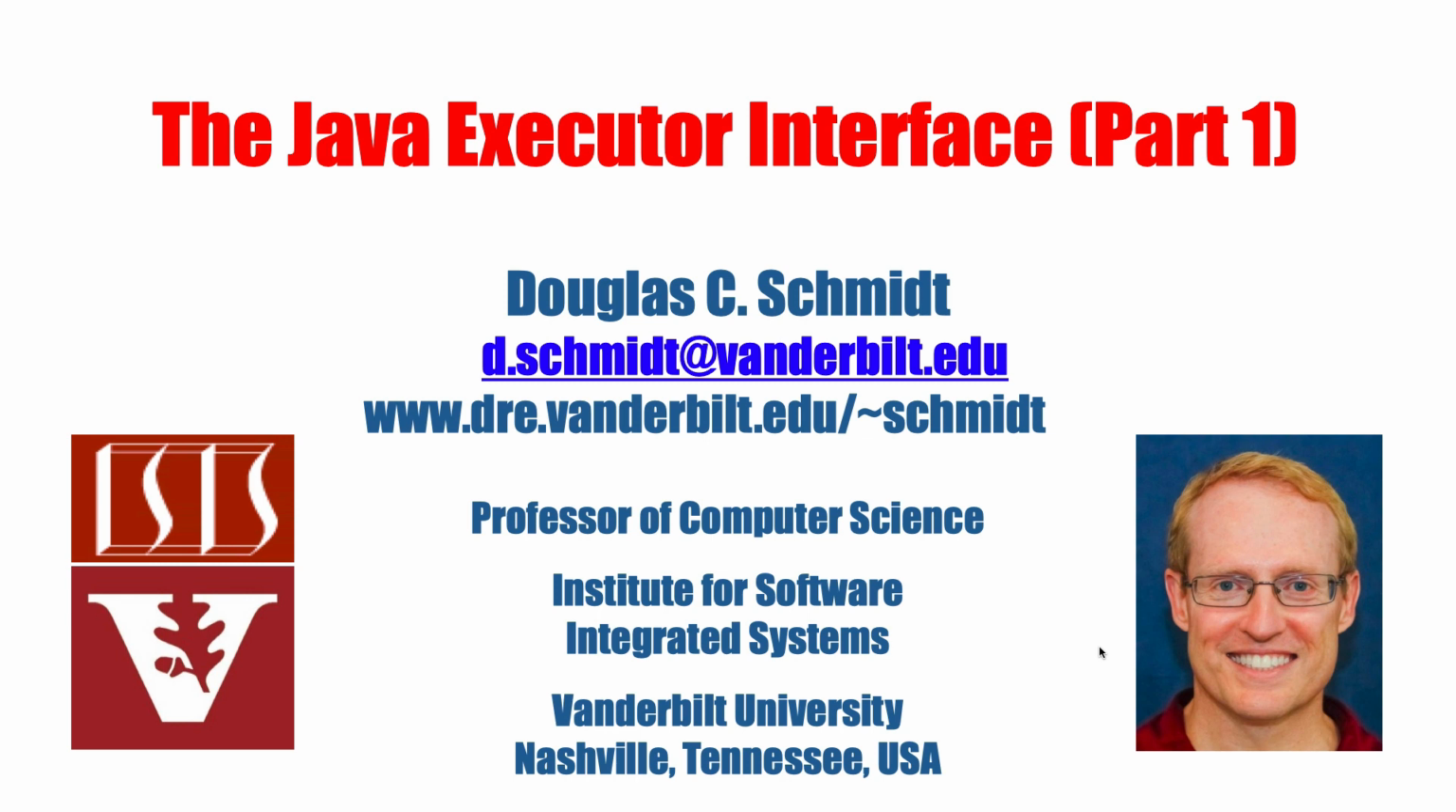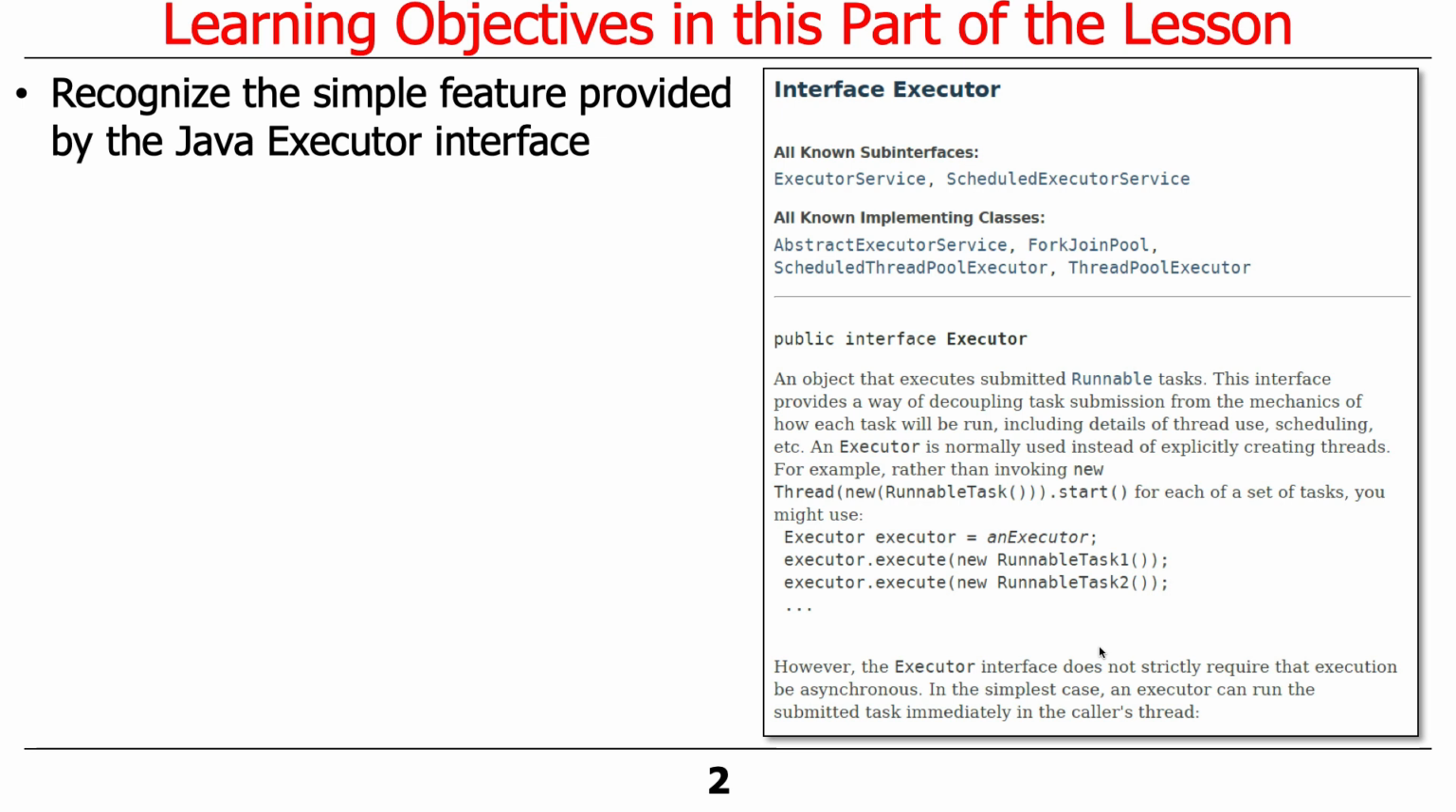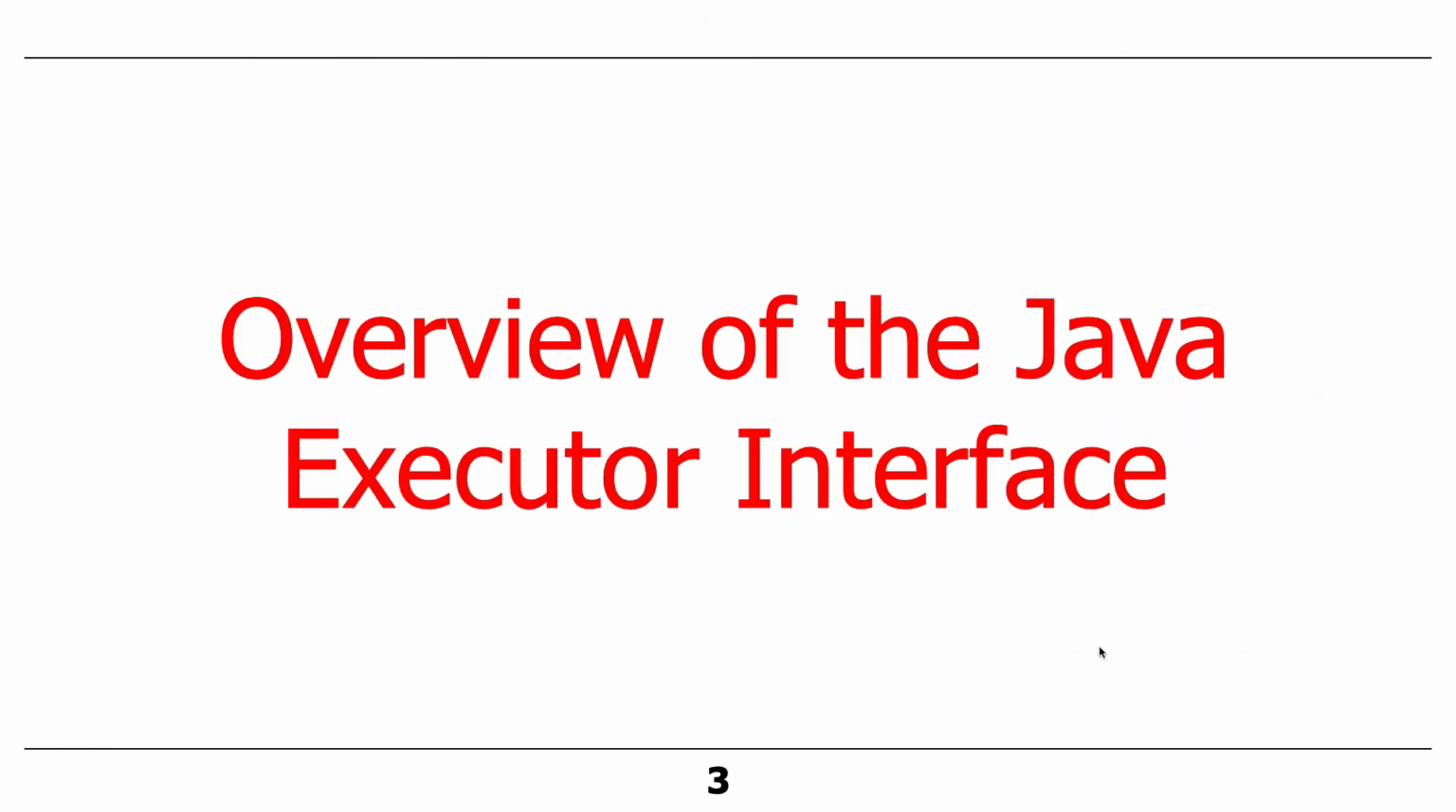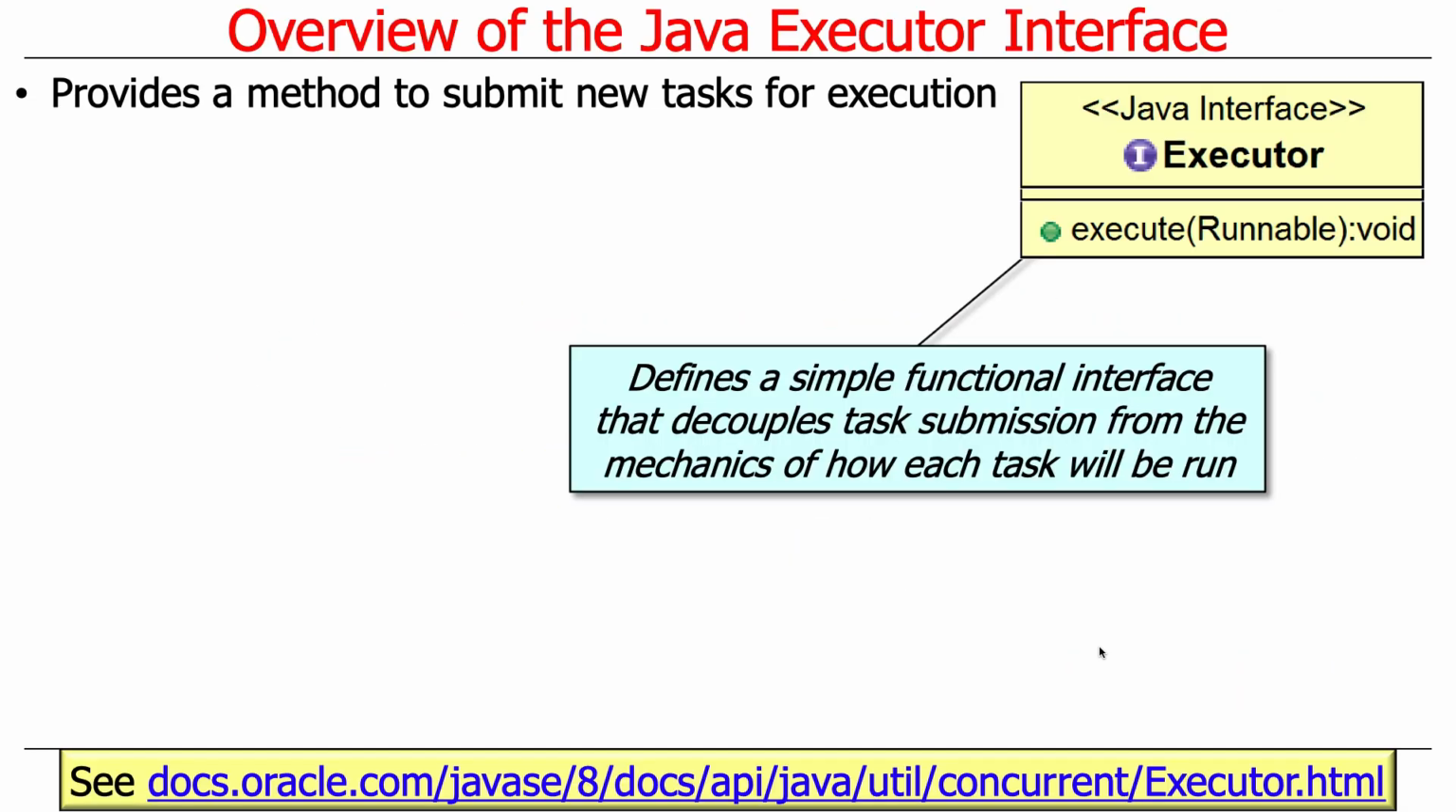So what we're going to do now, and this won't take very long because it's a really simple interface, is we're going to talk about the Java Executor interface, which is by far the simplest of the 4 key interfaces in the Executor framework. So the Executor interface has a single method, which is why it's so simple, and it is used by programs to submit a task, or you can have multiple tasks if you call the method multiple times. You can submit tasks for execution.